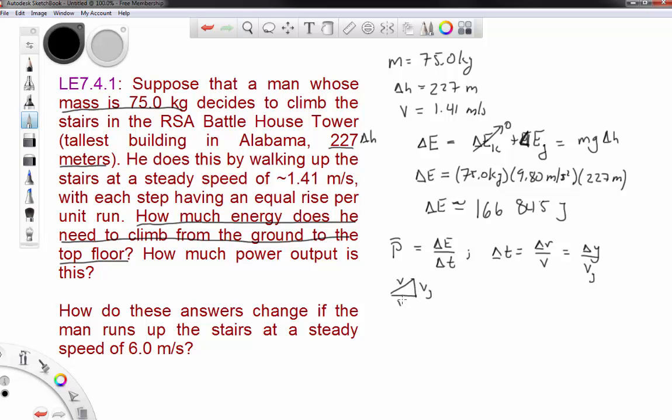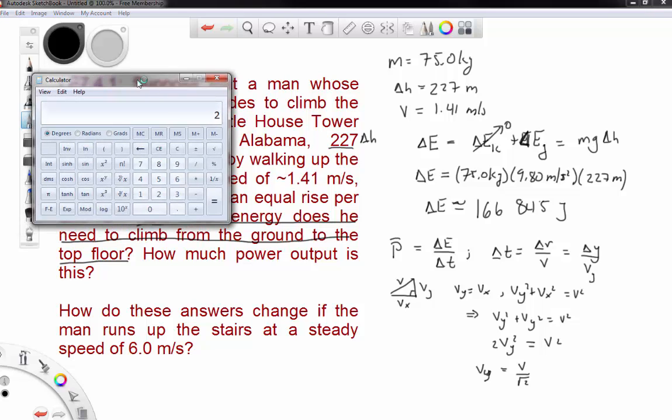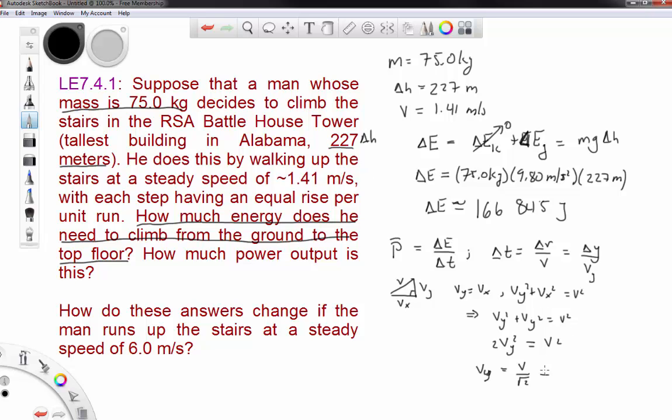And here's Vy, here's Vx, Vy equals Vx, and Vy squared plus Vx squared should be V squared. That's just the Pythagorean theorem. If you're a little more perspicacious, you may know that this interior angle, therefore, is 45 degrees. But in any case, if we carry out the Pythagorean theorem, Vy squared plus Vy squared is V squared, and so Vy squared times 2 is V squared, and so Vy should be equal to V over square root 2. And if you put square root of 2 into your calculator, you will find that it's about 1.414.